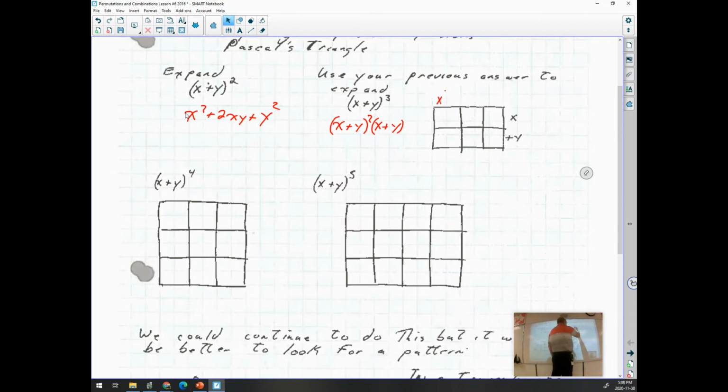I'm going to use the box method of multiplication and do my distributive property using the box method. So I've got x^3 plus 2x^2y plus y^2x plus x^2y plus 2xy^2 plus y^3. Gathering our like terms, x^3 + 3x^2y + 3xy^2 + y^3.